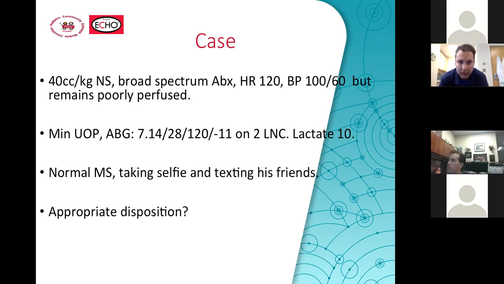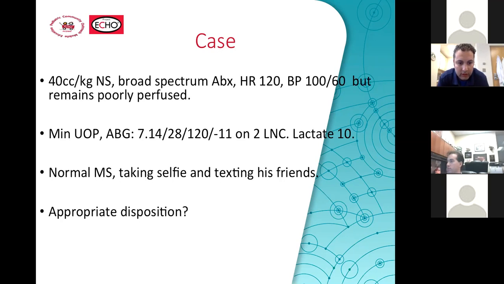She had minimal urine output with similar blood gases, maybe a little bit more PaO2 on nasal cannula. Her lactate drifted down from 12 to 10. She remained mentating very well. She was actually taking selfies and sending them to her friends. And that's not very usual when you have a lactate in double digits.